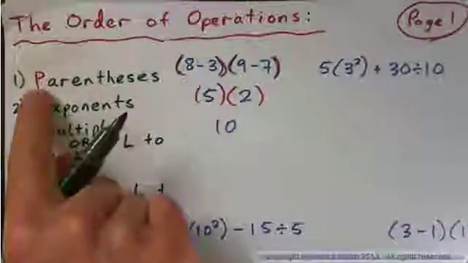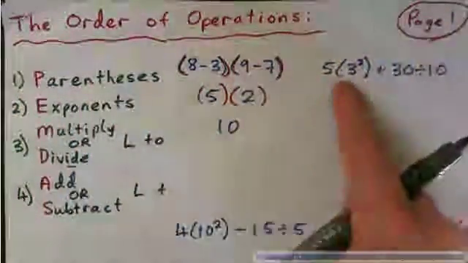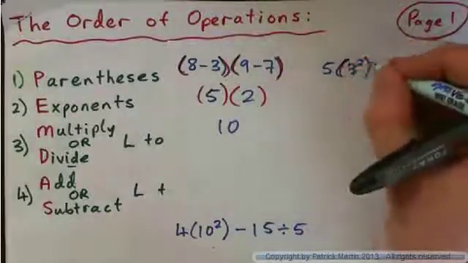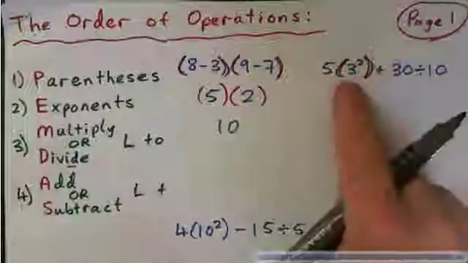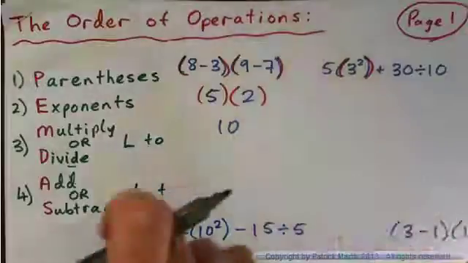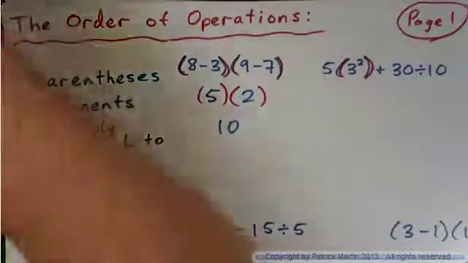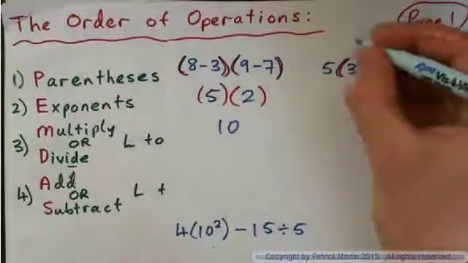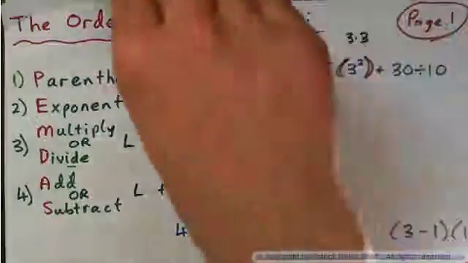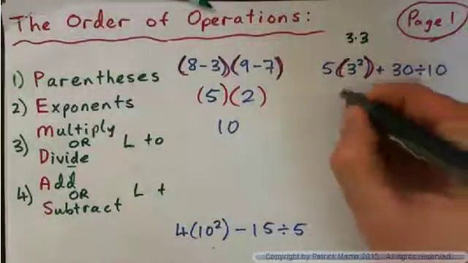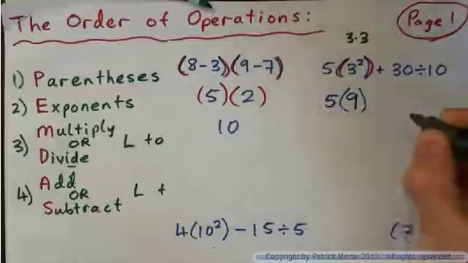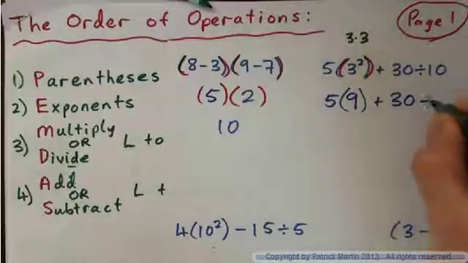Now this one, you go from left to right. You must do all the parentheses first. So if I go from left to right, yeah, I see this parenthesis here. Inside that parenthesis, there's a 3 squared. What's 3 squared? 3 to the power of 2 is 3 times 3, which is 9. So I have 5 times that plus 30 divided by 10.